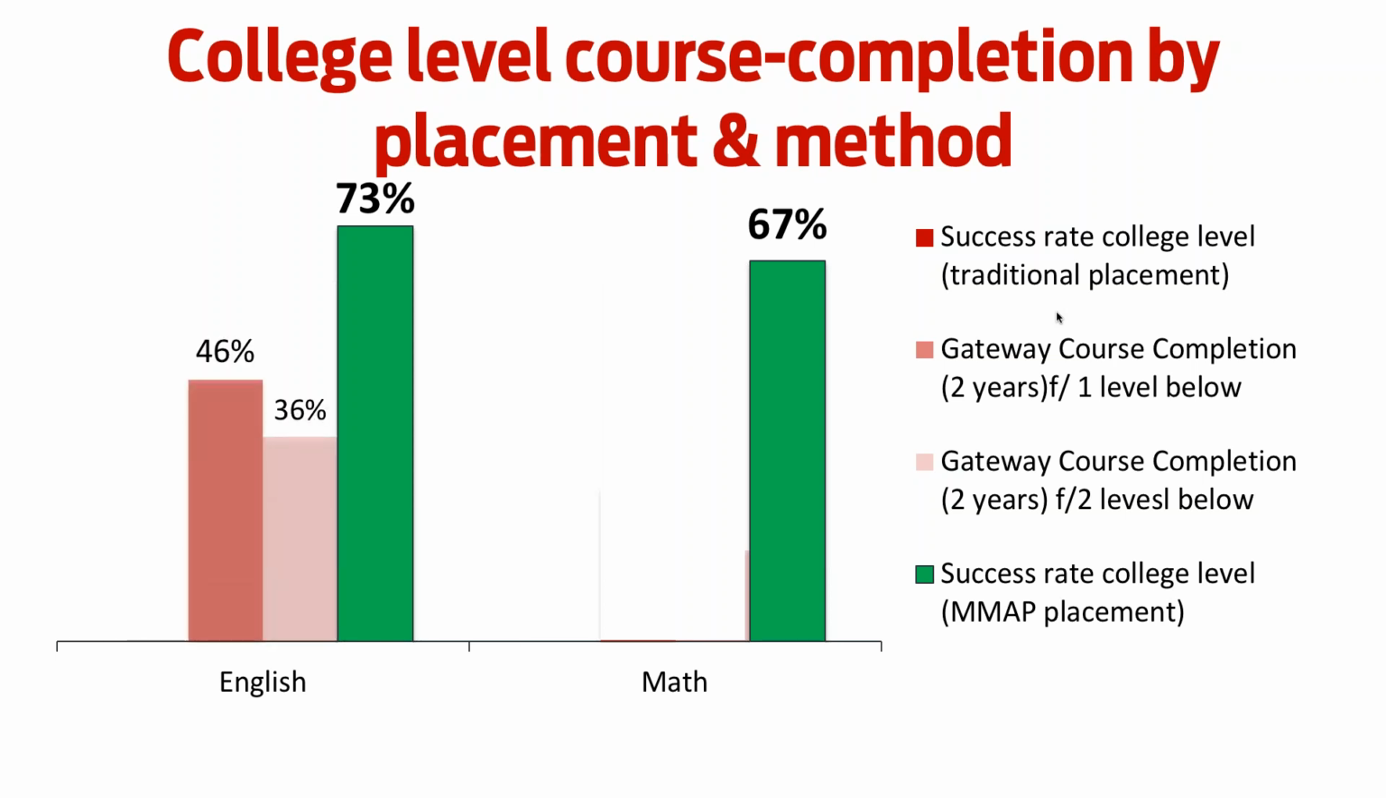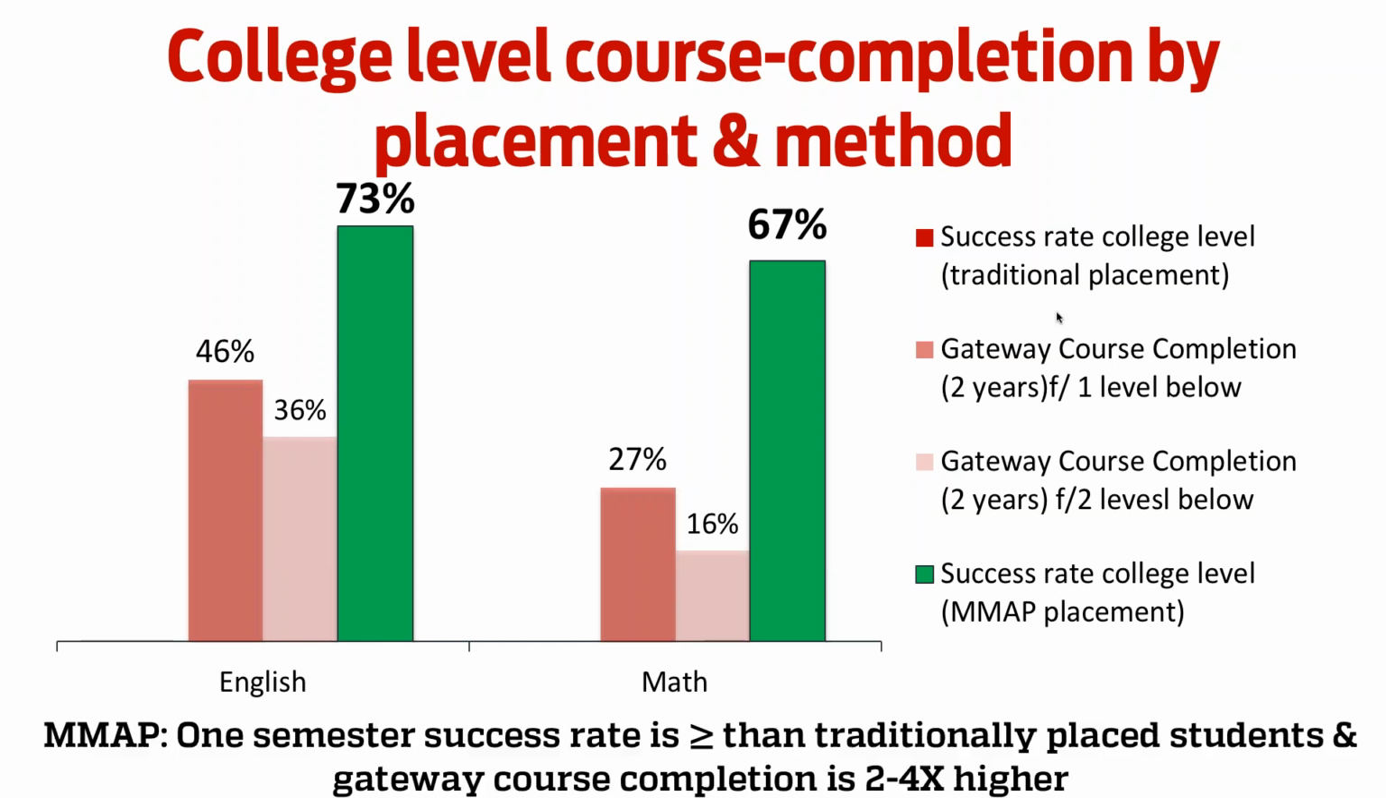What about students who started 1 or 2 levels below? They're far less likely to complete the college level English course, and they're much, much less likely to complete a college level math course. So we're identifying students who can succeed in college level, and getting them there makes them much more likely in a single semester to complete that college level course than they would have if placed even just 1 level below, given 2 years to complete that course.